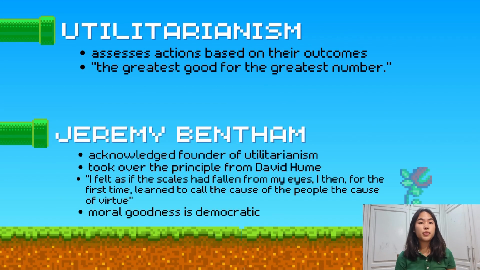Utilitarianism is the most influential moral philosophy in the last 2 centuries, and it is a form of teleological ethics that assesses actions based on their outcomes. It can be summed up in a few words: the greatest good for the greatest number. These words encapsulate what utilitarianism is, since it is a consequentialist ethical theory that judges the morality of actions based on their abilities to maximize happiness or the well-being of the greatest number of people.